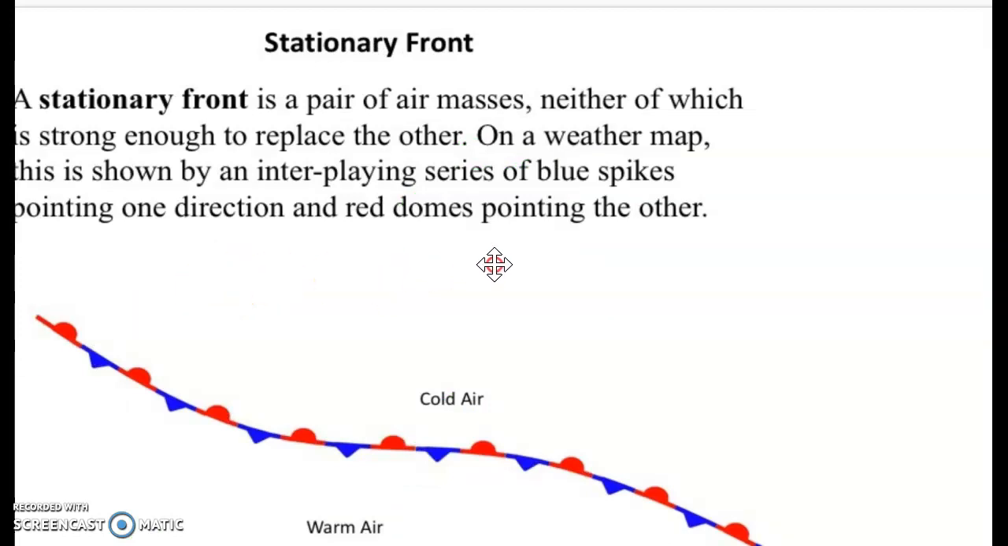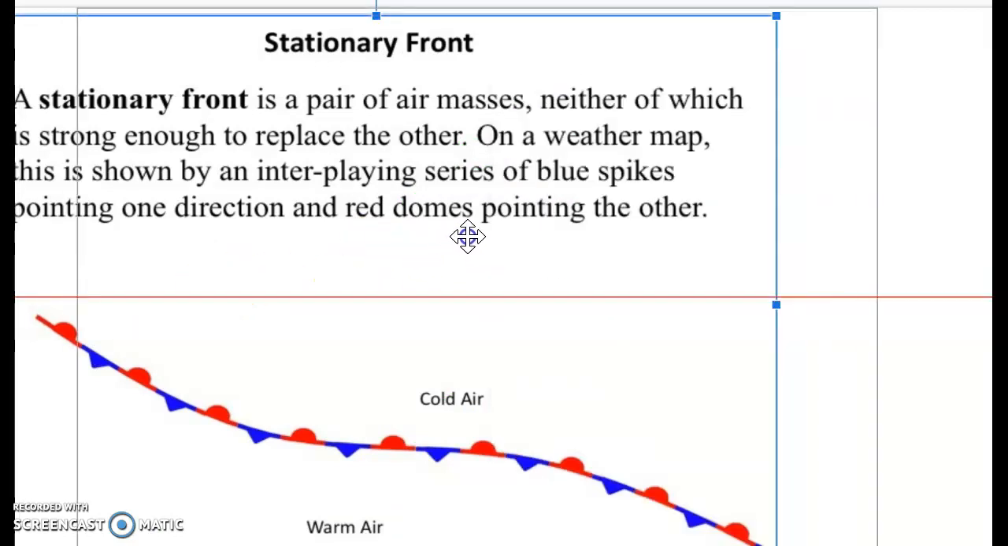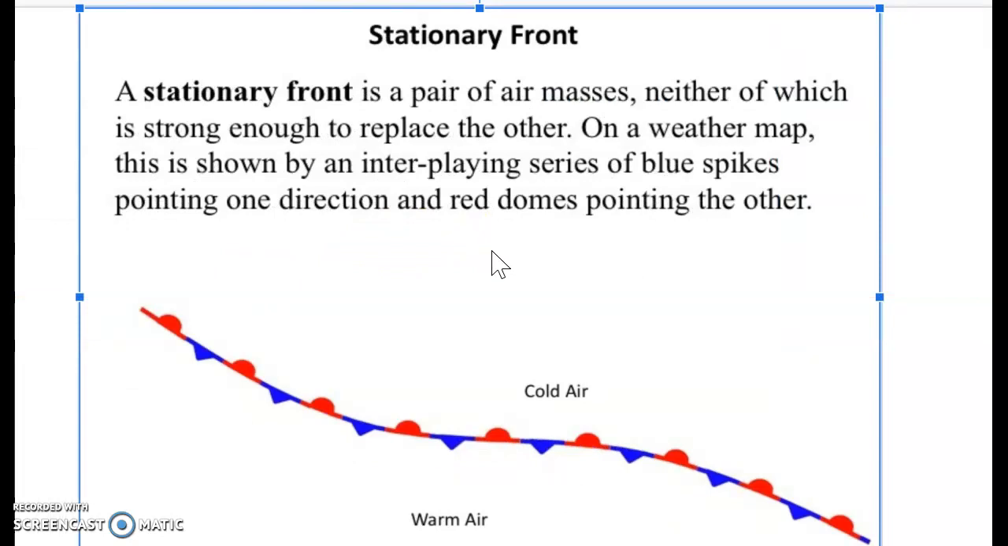A stationary front is a pair of air masses, neither of which is strong enough to replace the other. On a weather map, this is shown by an interplay of a series of blue spikes pointing one direction and red domes pointing in the other. So they don't really replace each other, they just kind of mix together.